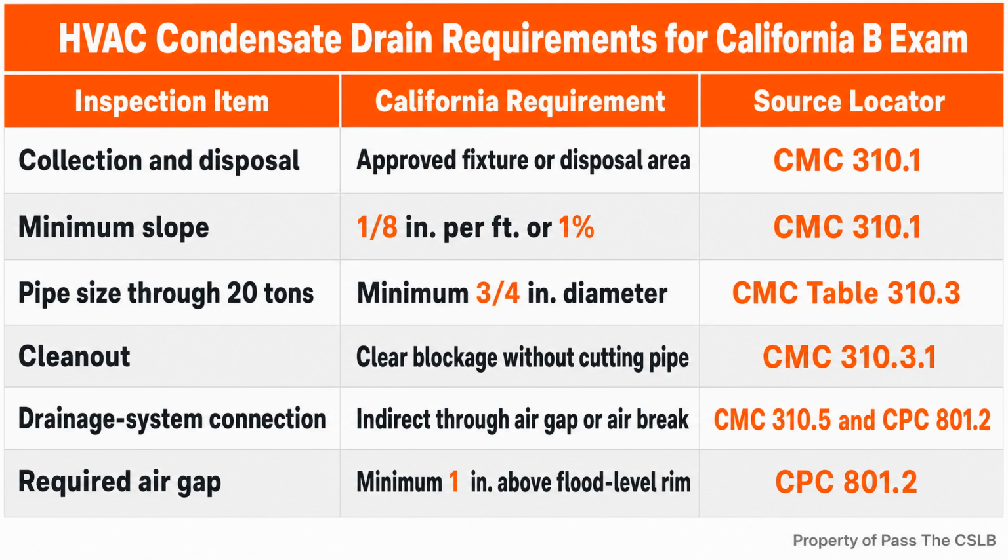For equipment up to 20 tons of refrigeration, the minimum condensate pipe diameter is 3/4 of an inch. That range covers the residential and light commercial equipment a general building contractor commonly coordinates. The practical inspection point is simple. A small, flexible tube or an undersized improvised line is not a substitute for the required drain size.